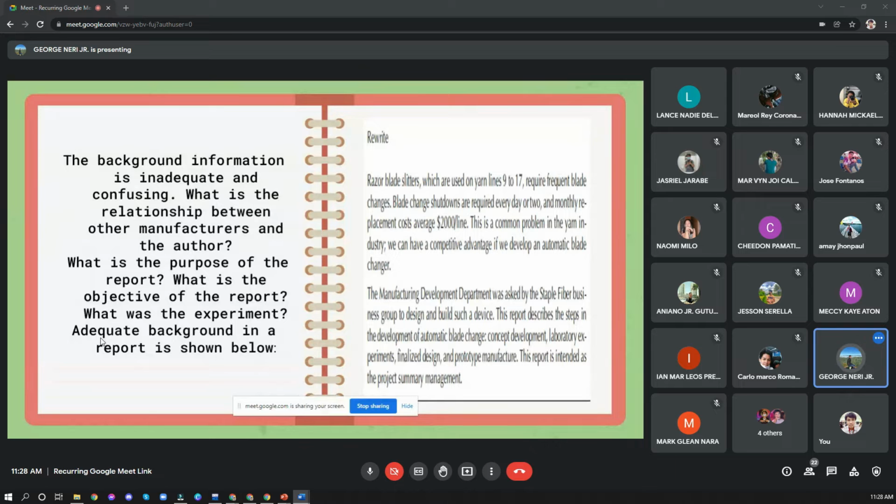So rewrite. For the razor blades, there is an example like: what is the relationship between the manufacturers and the authors? So put it there, rewrite it. Then what is the purpose of the report? So do it all there together.